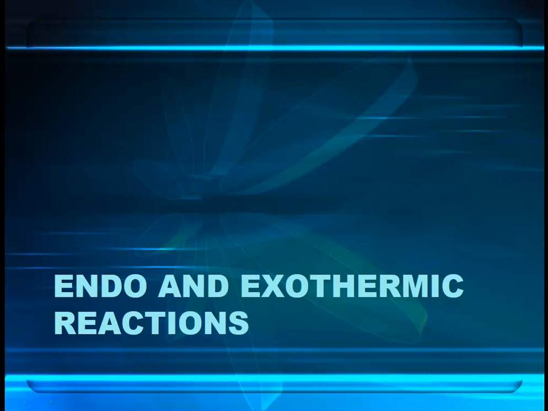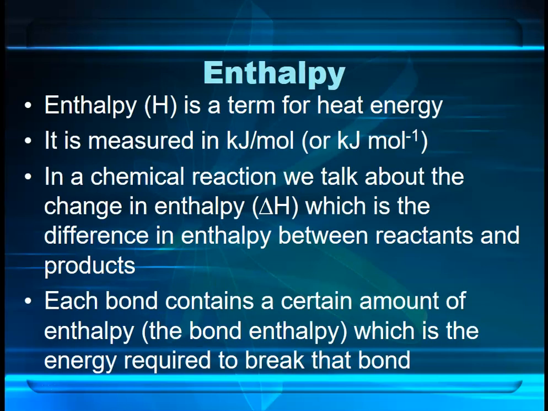Hi everyone, and welcome to this video where I'm going to be talking about endo and exothermic reactions, which is really around heat changes during a chemical reaction. Okay, so before we start, we really need to talk about this concept of heat energy. And in a chemical reaction, we call it enthalpy. The enthalpy, which is given the chemical symbol H, is talking about heat energy, and in particular the heat energy of a particular chemical reaction.